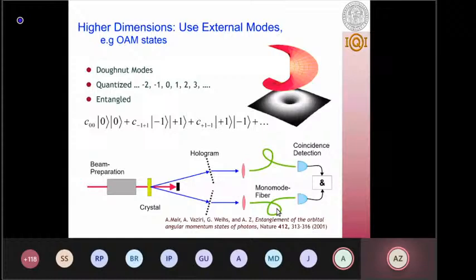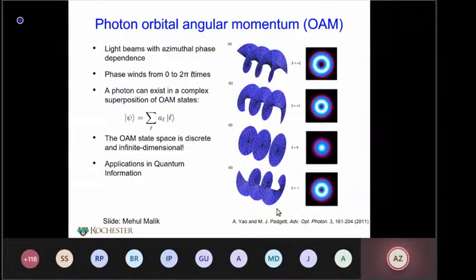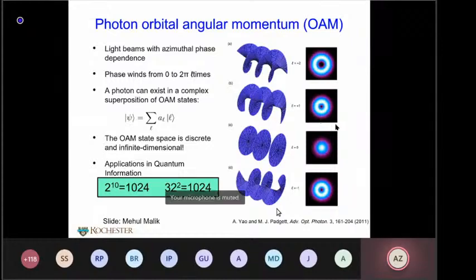Here again is a picture of the various modes which you can have. There are very interesting properties of these modes. I don't want to go into details. It is clear that this additional degree of freedom opens up new avenues in quantum information. Just for example, if you have two photons defined in 10 dimensions, then this gives you 100 different possibilities, and the same as with 32 photons and in 32 qubits.